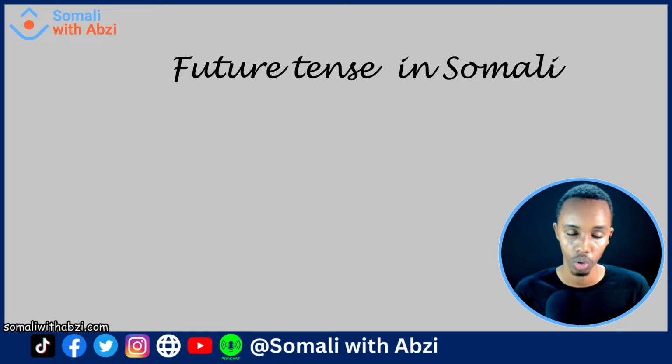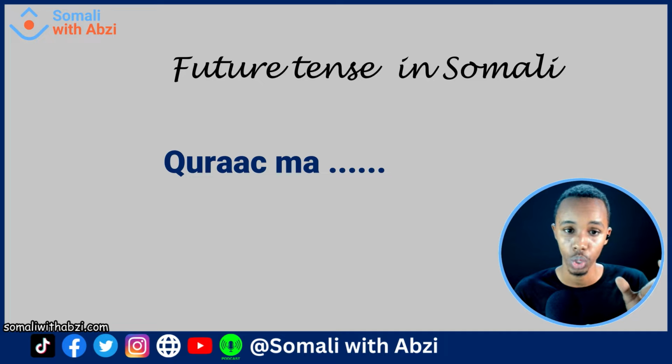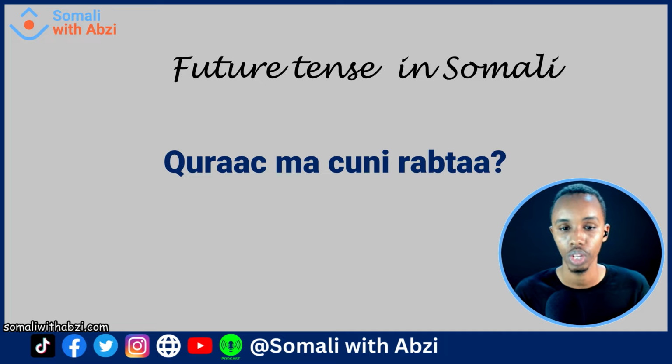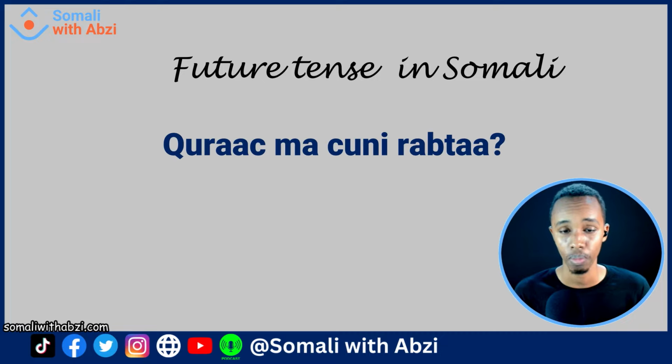So for now, we're going to say, are you going to eat breakfast? So let's say the noun first, quraac. Question word, ma. Quraac ma. And then the future verb, rabtaa. So that's easy. I think that's easy, wasn't it? So now we're going to make questions and answers using the future tense. And the rule is very simple. The noun first, question word ma, and the future verb. All right, let's make these.